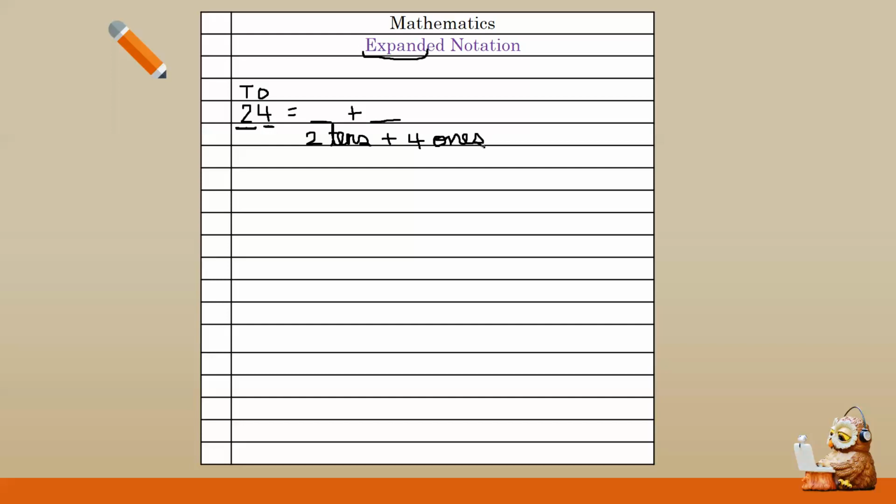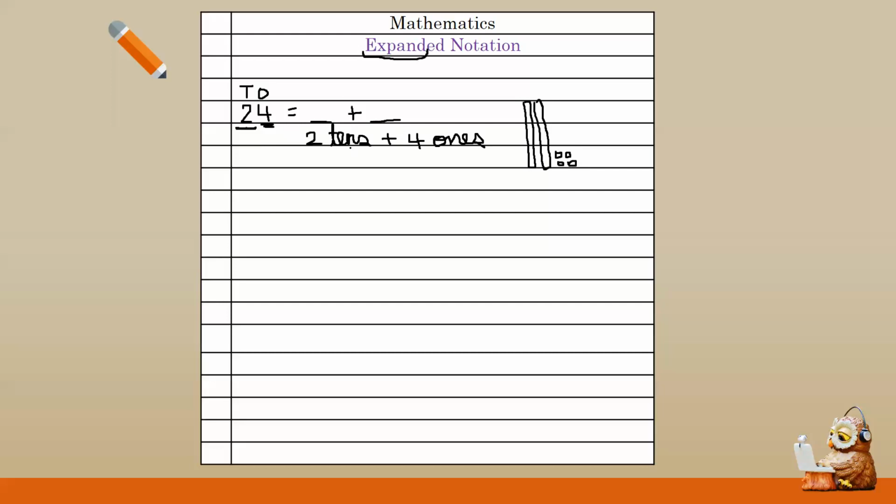Can you see that? And you can double check using your 10 rods and your 1 rods. To make the number 24, you would need 2 10 rods and 4 1 rods. And you will have 10 plus 10, 2 tens, 20, 1, 2, 3, 4. So we're almost there to getting this in expanded notation.